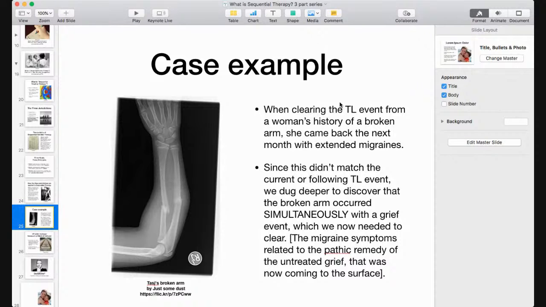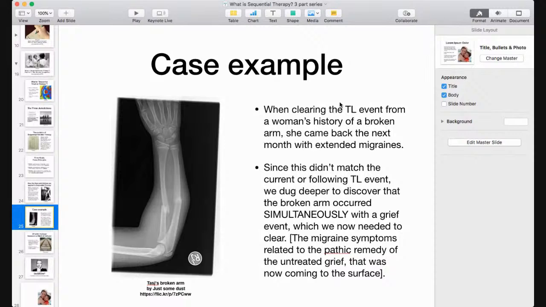And it didn't make sense at first. It didn't relate to the broken arm. It didn't relate to the next thing on her timeline. But by further questioning her, we discovered something new that she hadn't shared before, which was that for that particular timeline event when she broke her arm, it wasn't just a broken arm. In fact, it had occurred essentially a few moments or minutes after she had received some bad news about her uncle having passed away.